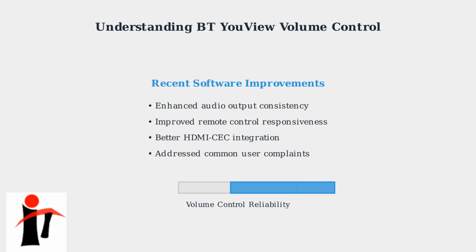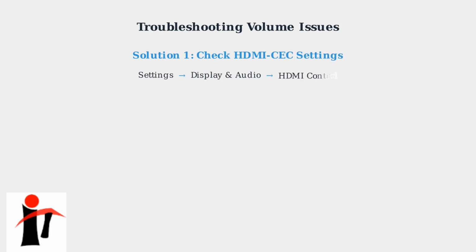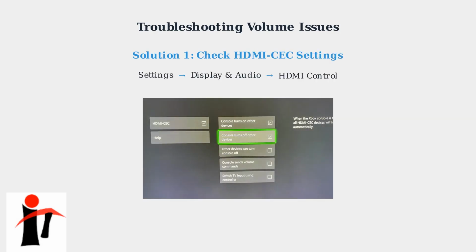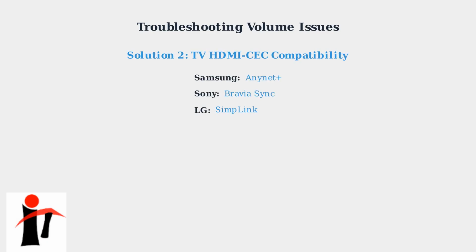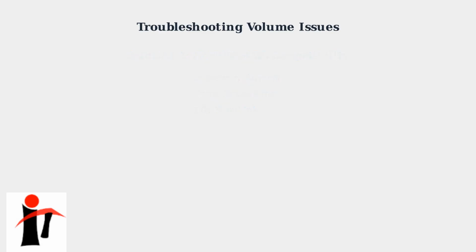control issues. When your YouView remote isn't controlling the volume properly, there are several troubleshooting steps you can take to resolve the issue. The most common issue is incorrect HDMI CEC settings. Navigate to Settings, then Display and Audio, then HDMI Control to ensure HDMI CEC is enabled. Also, verify that your TV supports HDMI CEC and that it's enabled in your TV's settings. Different TV brands call this feature by different names like AnyNet Plus, Bravia Sync, or SimpLink.